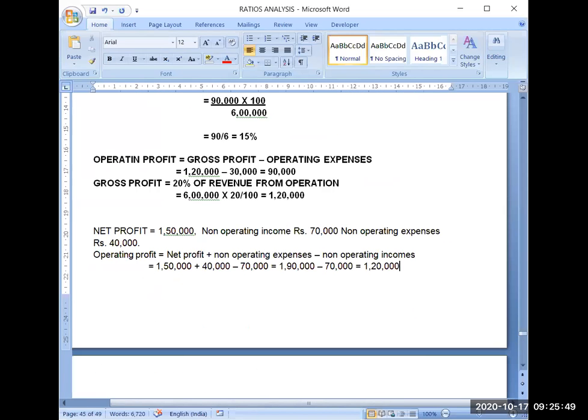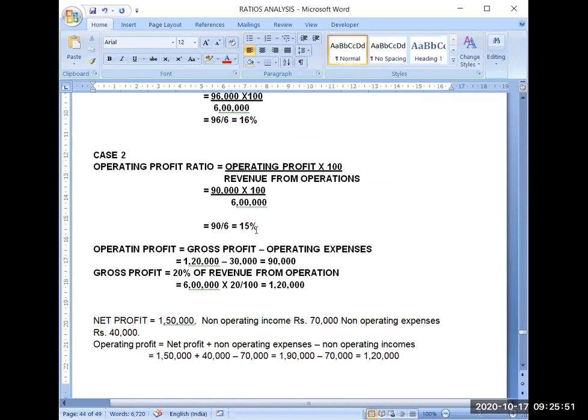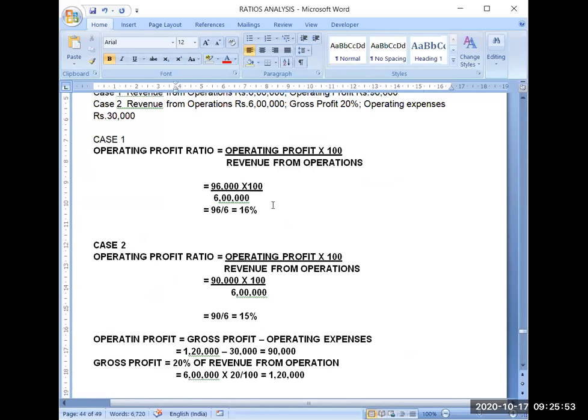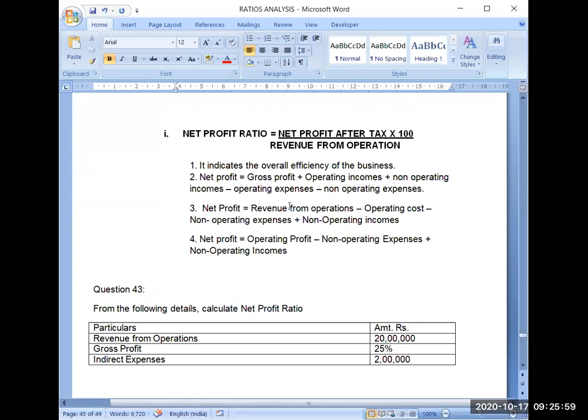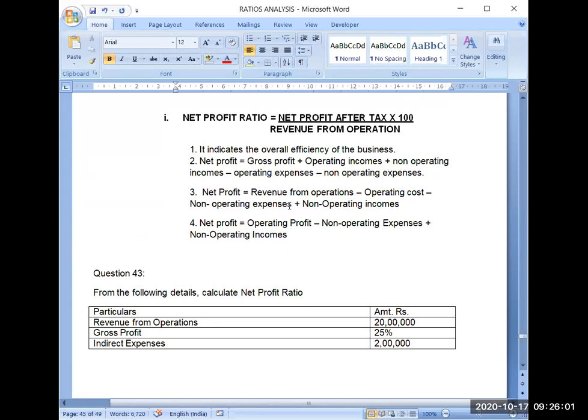And because we express these ratios in percentage terms always, you can see in any of the questions, that is the reason we are multiplying them by 100. If we do not multiply them by 100, then we can write the answer in pure ratio terms. But there are certain standards for each and every ratio. Some ratios are expressed in pure ratio terms, some in percentage terms, some in times. So these are the standards, so we have to follow them also.